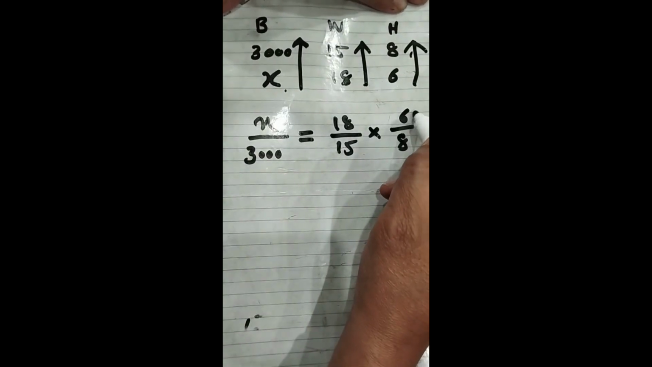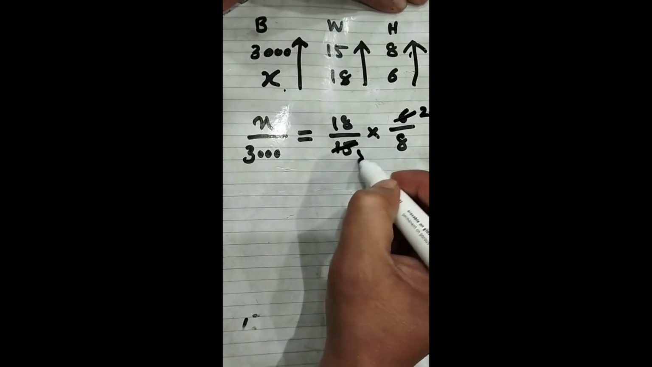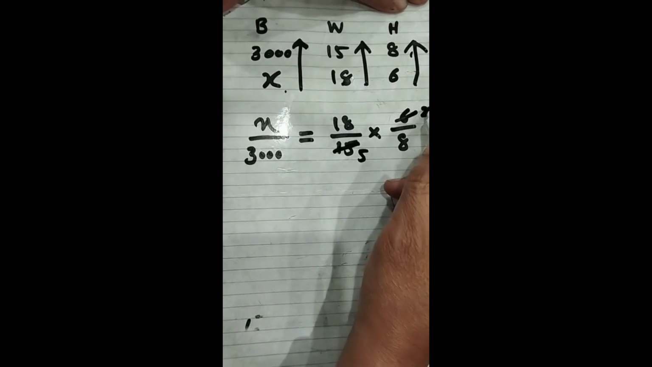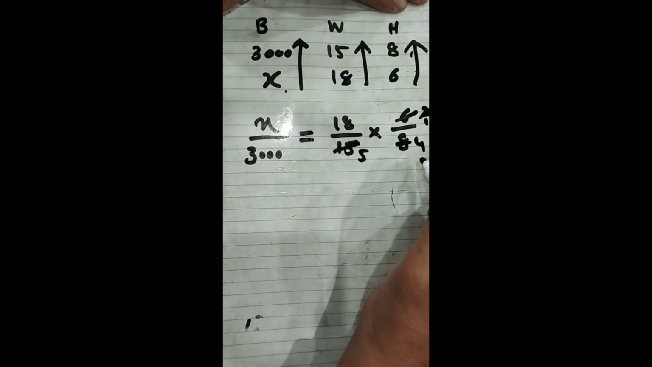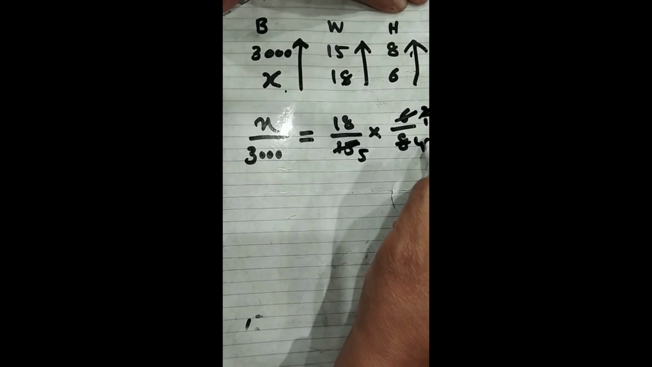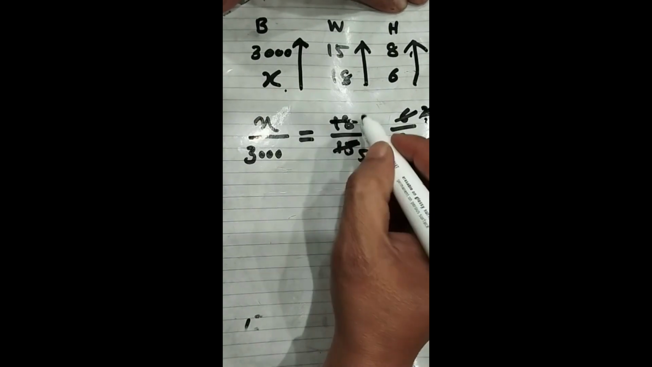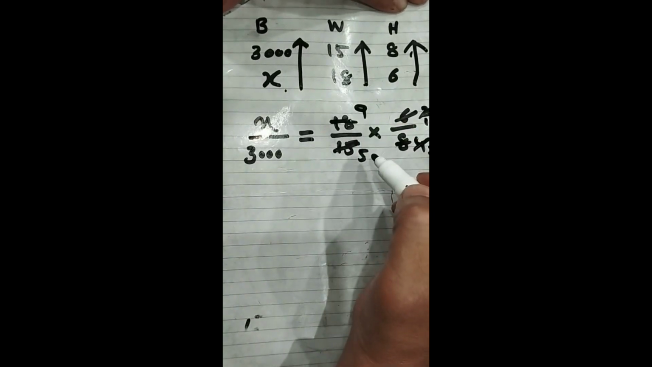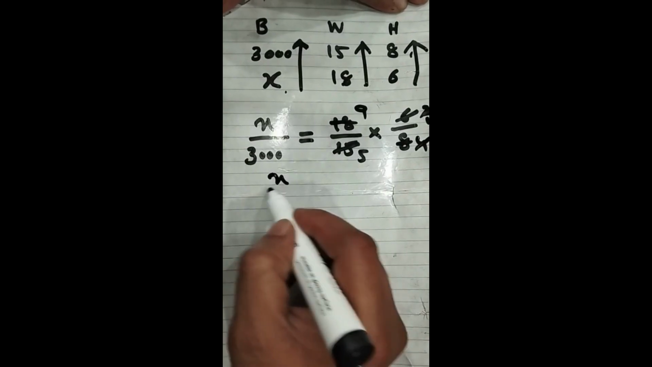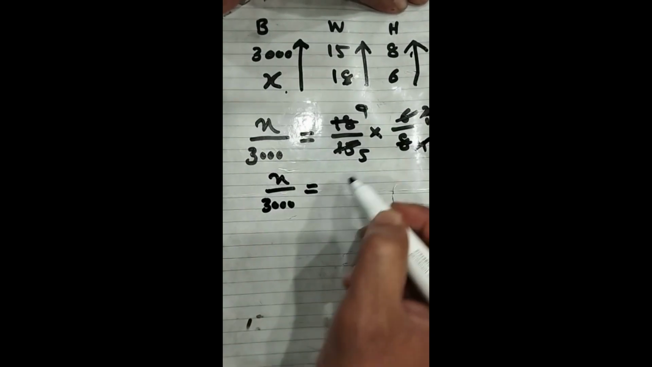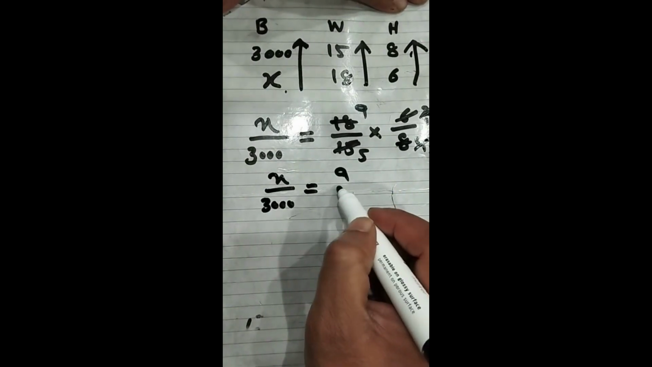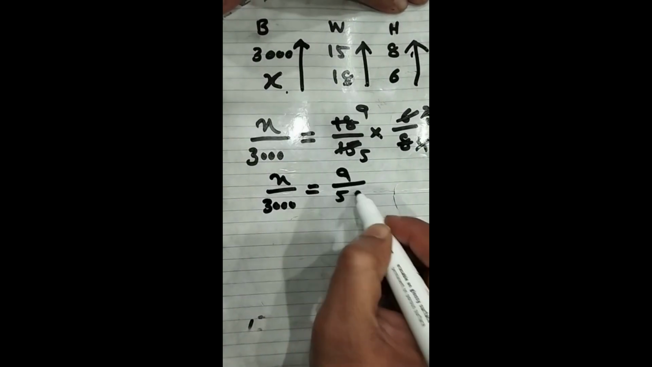Now we simplify this side. 3 2s are 6 and 3 5s are 15. Okay, now 2 1s are 2 and 2 4s are 18, and these 2 2s are 4 and 2 9s are 18. So what we get, X over 3000 equal to 9 over 5 into 2.